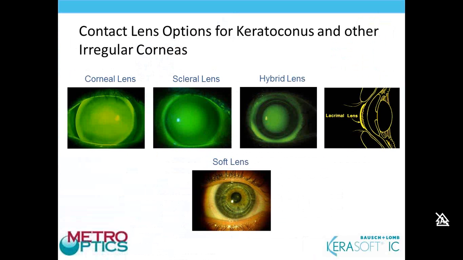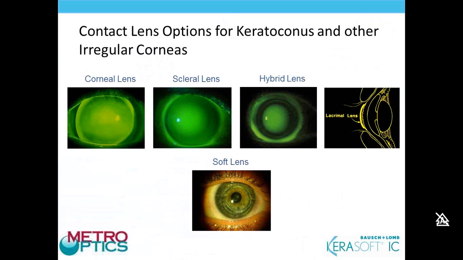Now, contact lens options for keratoconus include all of these modalities that you can see here. We've got corneal lenses, scleral lenses, and hybrid lenses. And one thing that they all have in common is they have a rigid gas-permeable optic zone. And that rigidity provides a nice smooth refracting surface, almost an artificial cornea per se.